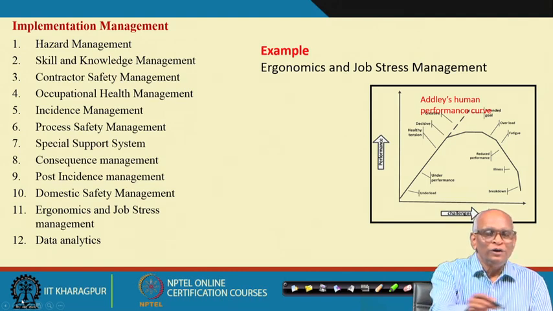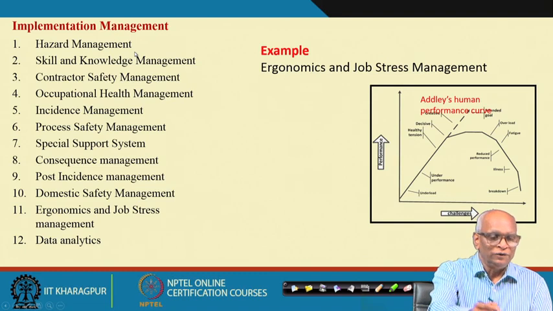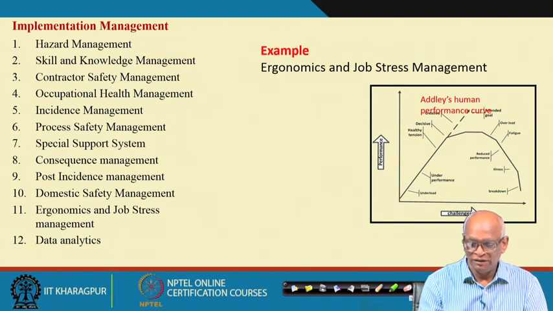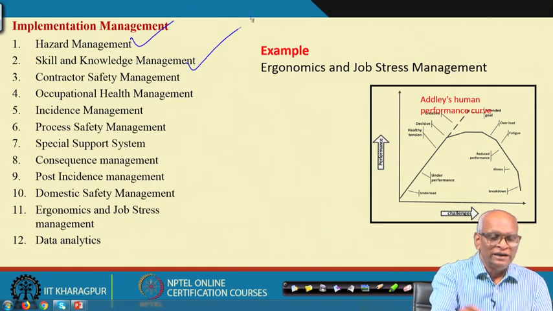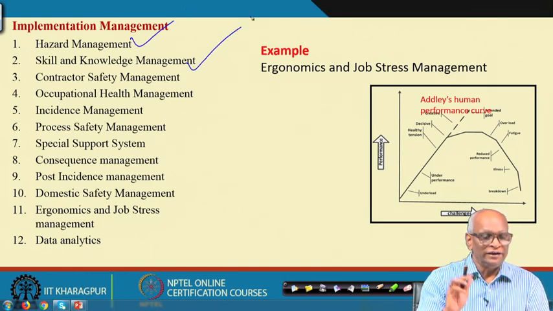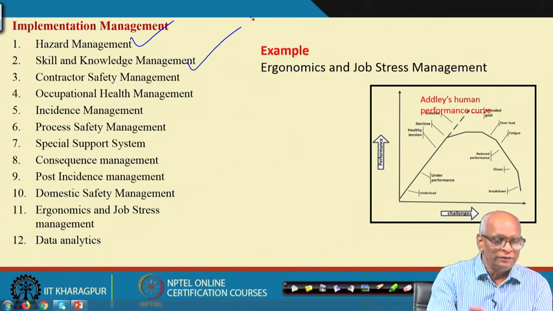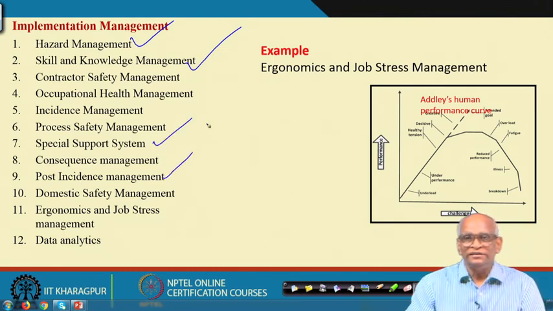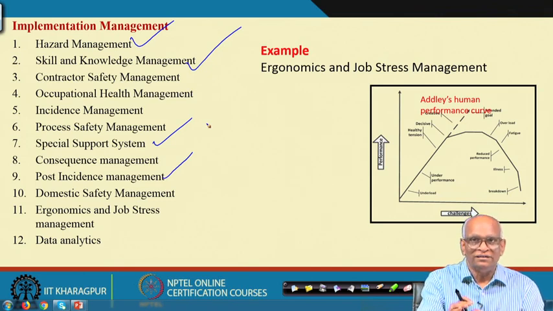They have named the whole implementation process under different managements: hazard management, skill and development management, contractor safety management, occupational health management, incident management, process safety management, special support systems management, post-incident management. Post-incident management means if any incident happens, how you manage it.